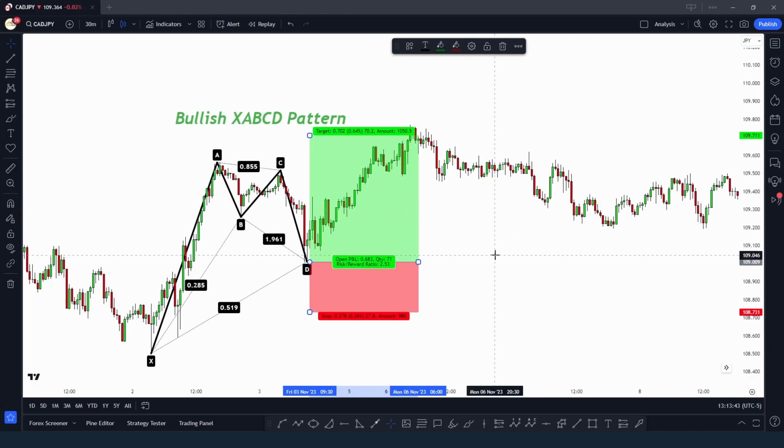So as you can see, this pattern works very consistently across all currency pairs and is very easy to follow.